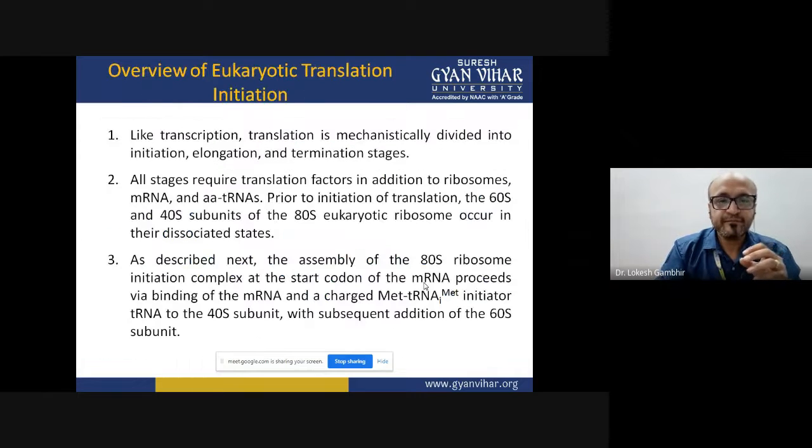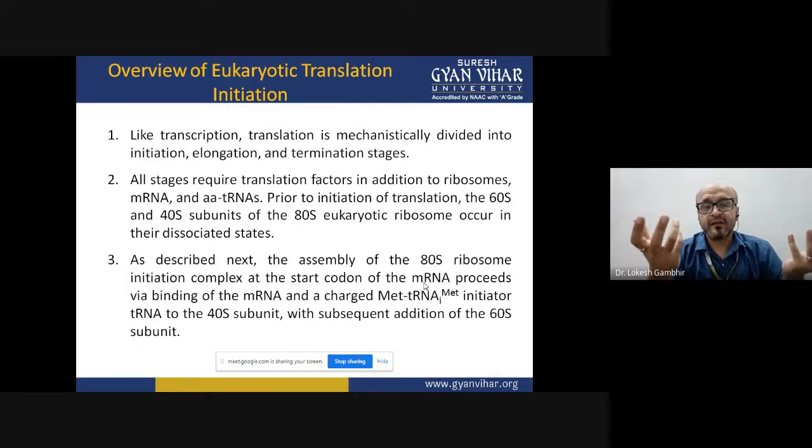So let us go ahead and have an overview. Again, the translation process is divided into three stages: initiation, elongation, and termination. For all the stages, what is the prerequisite requirement? As we had discussed in the case of prokaryotes also, we need mRNA, we need ribosome, we need tRNA, and we need amino acids. That is the basic requisite. Apart from this, what is required?